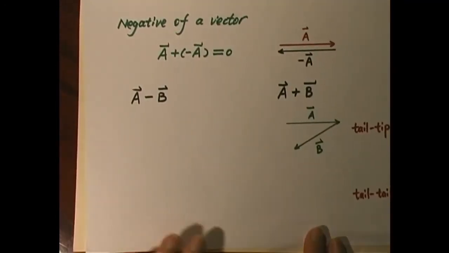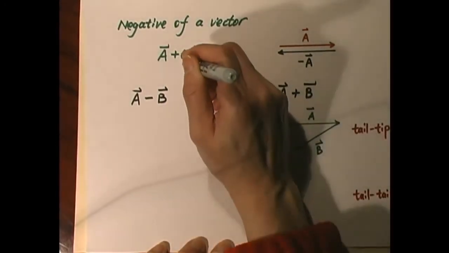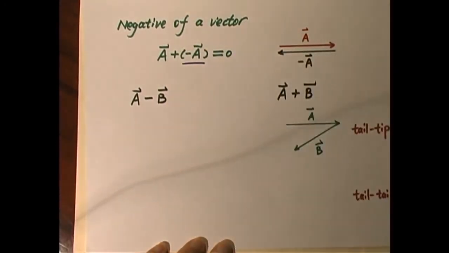Now I would like to introduce the concept of a negative of a vector. A negative vector is such that A plus negative A equals 0. So this is the negative of a vector. That means you add a positive vector and a negative vector, and then they cancel each other. That's the negative of a vector. That's the concept. Graphically, what does that mean?